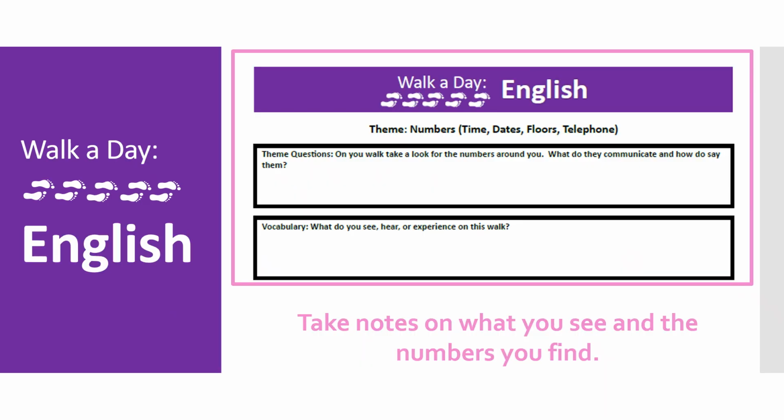Now, let's focus on reading numbers in English. As you walk, notice the numbers around you and take notes. What are they telling you? There are many different ways to read numbers, but today we'll concentrate on three types: telling time, ordinal numbers for dates and floors, and telephone numbers. Don't worry, the other number types will be coming later in a future Walk a Day walk.